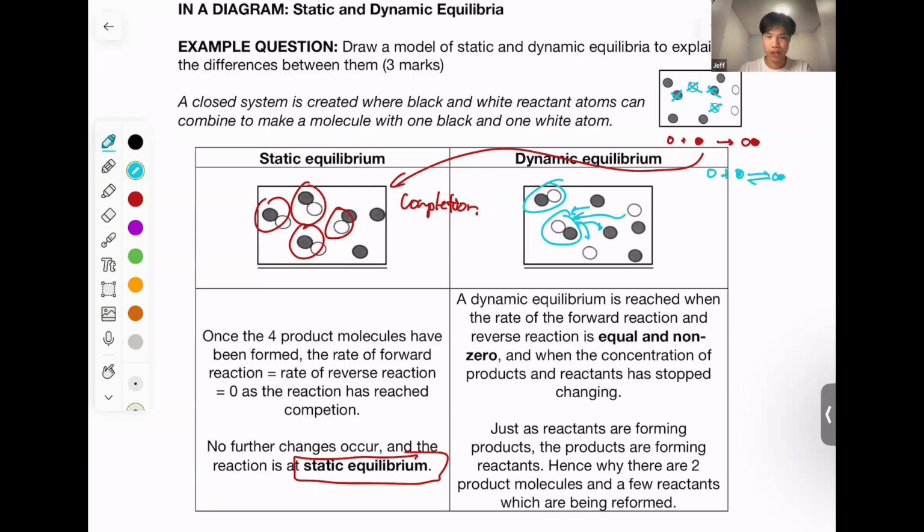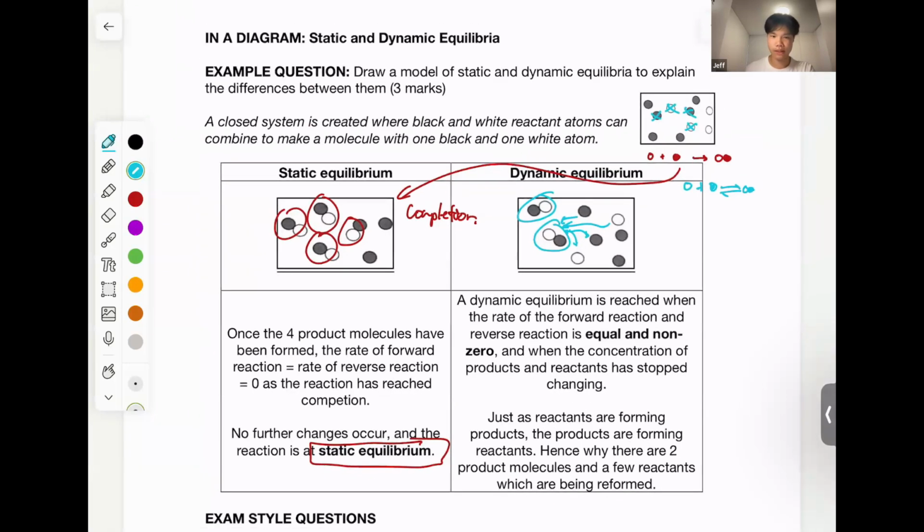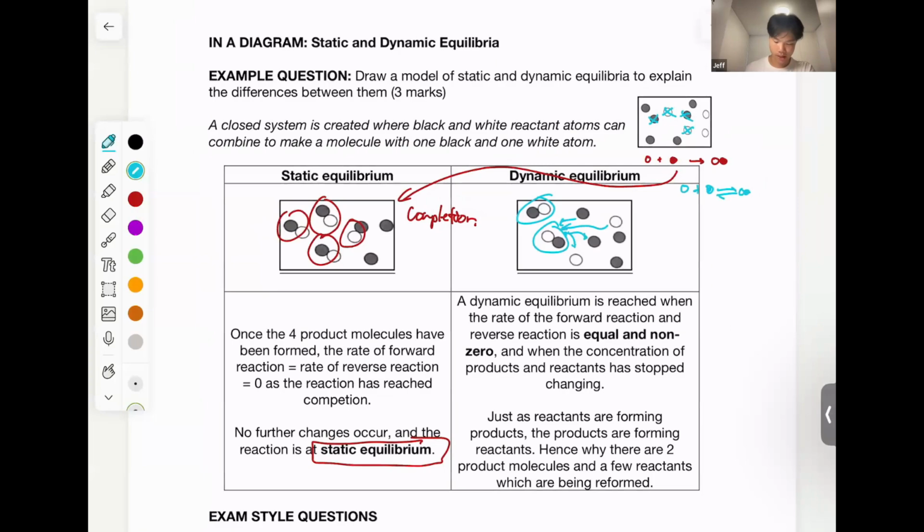Obviously, these models have significant limitations because it's just a snapshot. It's just a point in time, but this is what they typically expect when they ask you to draw a model in your exam. Okay, any questions on those two? Cool.